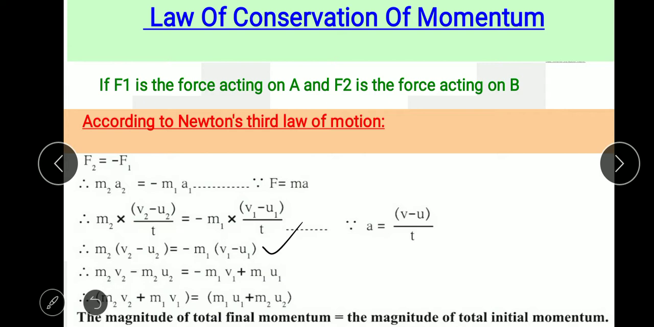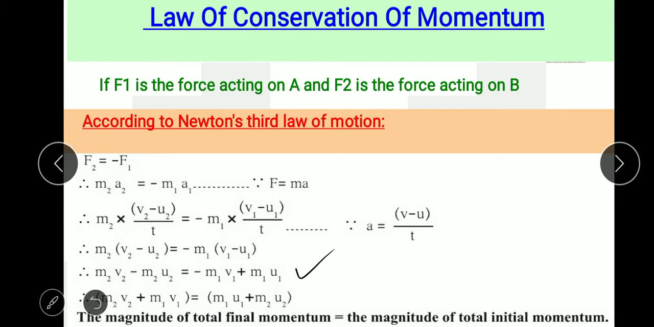Now what we will do, we'll just open the bracket. When we multiply m2 with v2, we get m2 v2. When we multiply m2 with u2, we get m2 u2. When we multiply minus m1 with v1, we get minus m1 v1. When we multiply minus m1 with minus u1, minus and minus will cancel each other and we'll get plus here. Students, you will take care. Here it should be plus, students. Now minus m1 minus u1 will become plus m1 u1, students. So here we got the step.